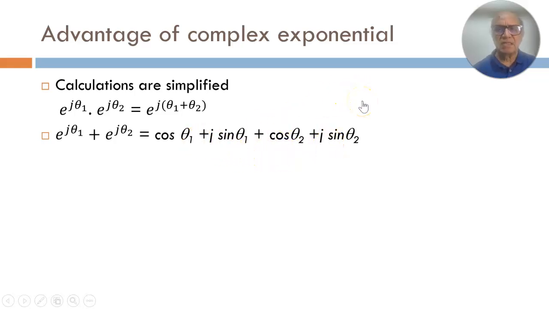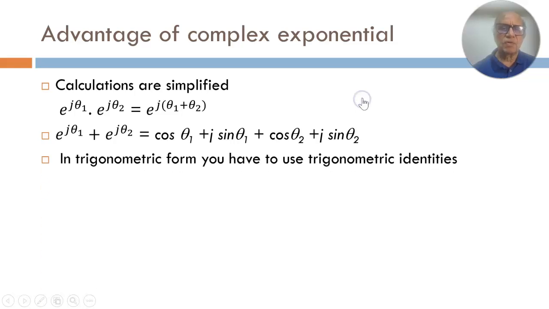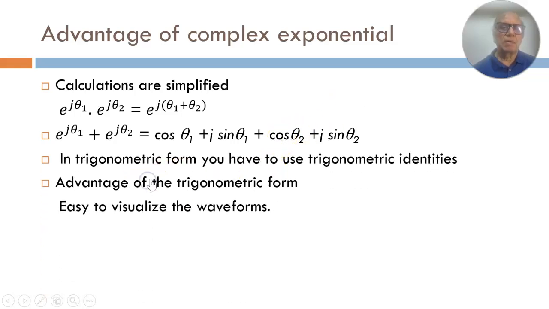Of course, it doesn't mean that the trigonometric form is useless. It's quite useful in order to visualize the waveforms. So as far as the calculations are concerned, the exponential form is useful. It's harder in trigonometric form, where you have to use trigonometric identities. However, trigonometric form is useful when you want to visualize the waveform. For example, one part of the signal may be a cosine wave of some frequency, and the second cosine wave may be double the frequency. It's easy to visualize how the signal will look. Okay.